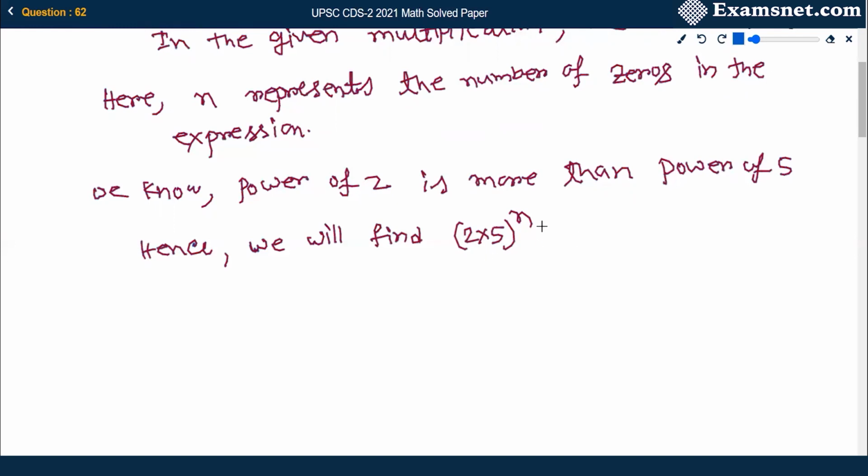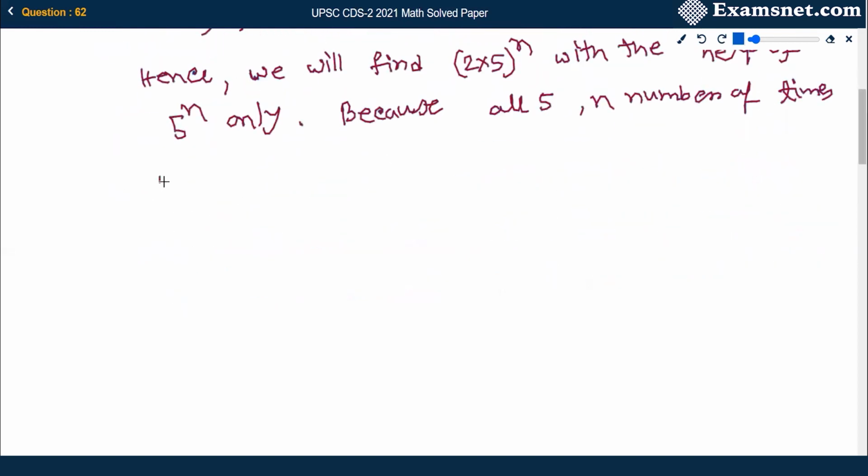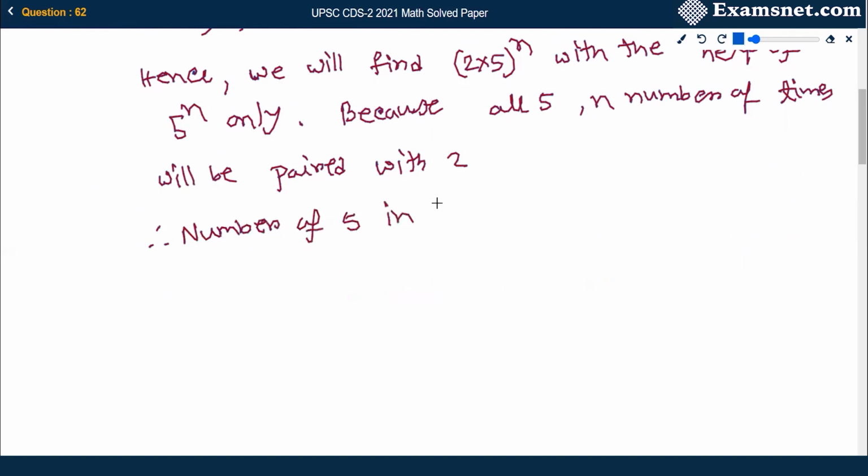We will find 2 multiplied by 5 whole to the power n with the help of 5 to the power n only, because all the 5s in number of times will be paired with 2, right? Now, the number of 5s in the product, we will count them.